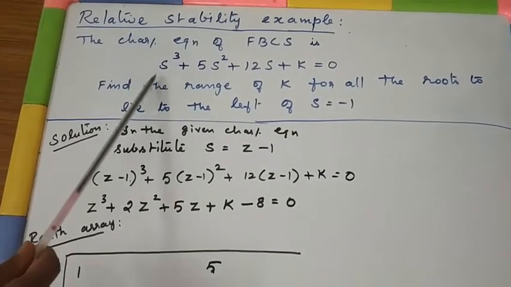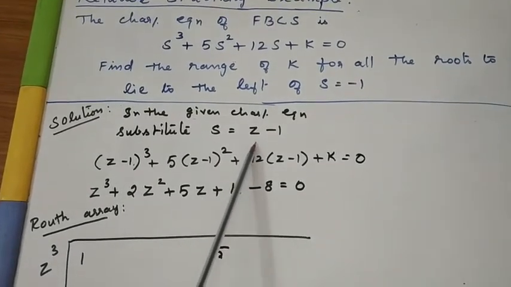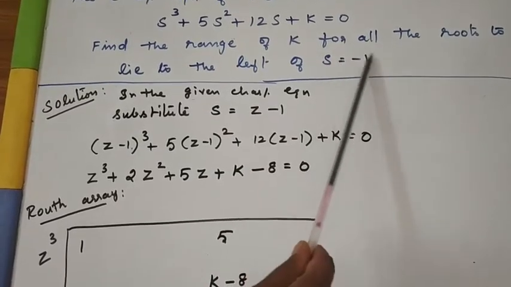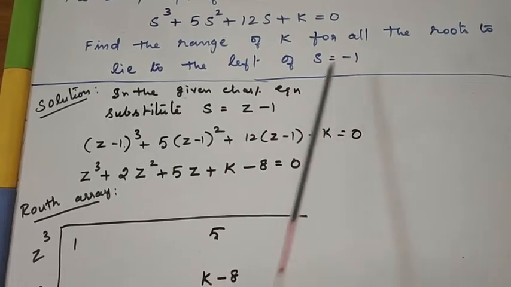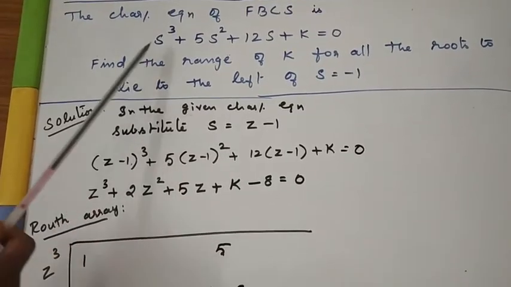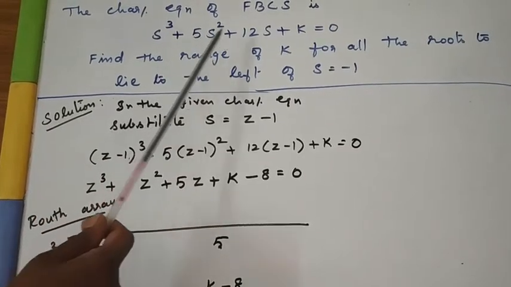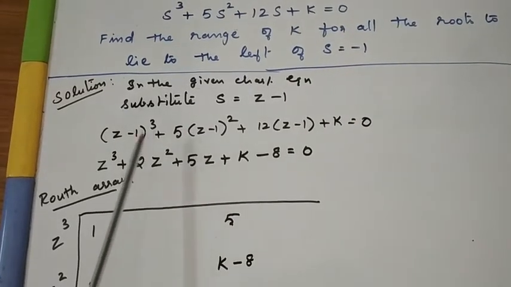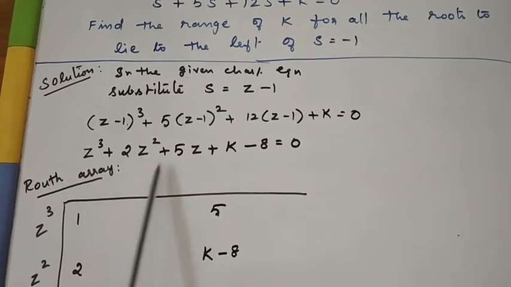So in the given characteristic equation, what do we have to substitute? S is equivalent to Z minus 1. Whatever the value is given, the same thing we need to put. So this substitution we have to do in the given characteristic equation. S is Z minus 1, the whole cube, plus 5 into Z minus 1 the whole square, plus 12 into Z minus 1, plus k, which is equivalent to 0. Now by substituting S is Z minus 1, we will obtain the new characteristic equation in terms of Z.